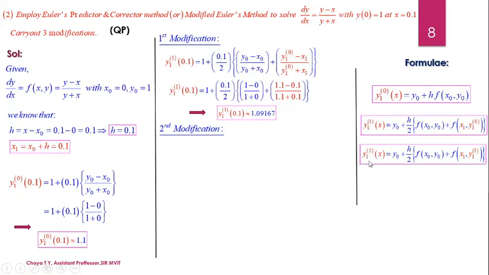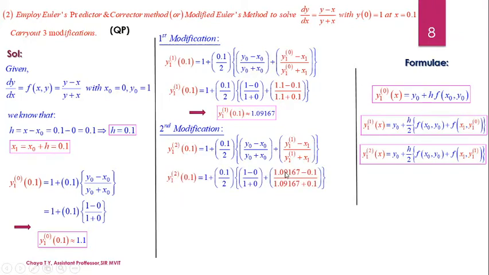It is given by the formula y1 of 2 means the value of y1 at the second modification or the second stage with the point x is y0 plus h by 2 into f of x0 y0 plus f of x1 y1 from the first modification. Now consider the formula, substitute for the requirements from the considered expression. So y naught is 1 plus h is 0.1 by 2. Then y naught minus x naught by y naught plus x naught it becomes. Then y1 of 1 minus x1 by y1 of 1 plus x1 is what we are going to get.